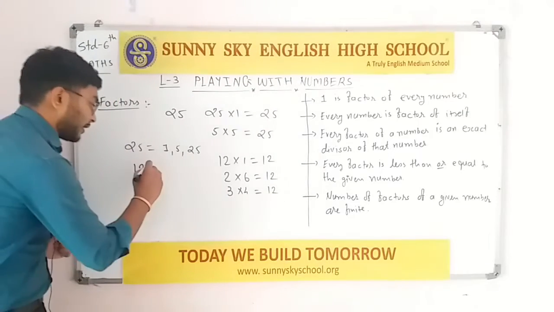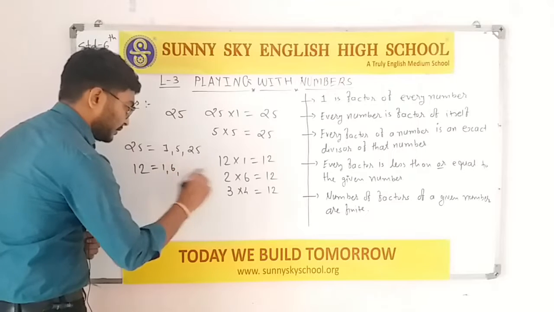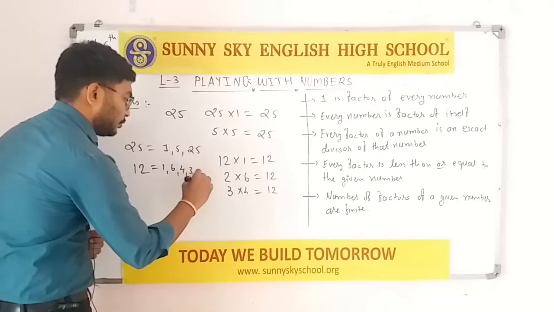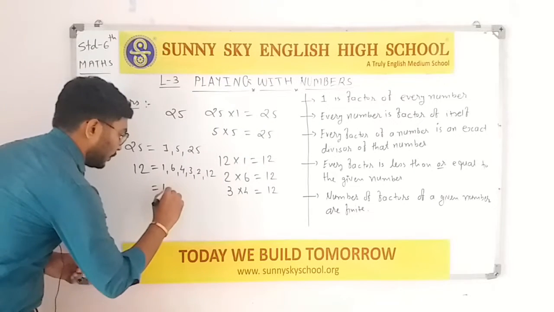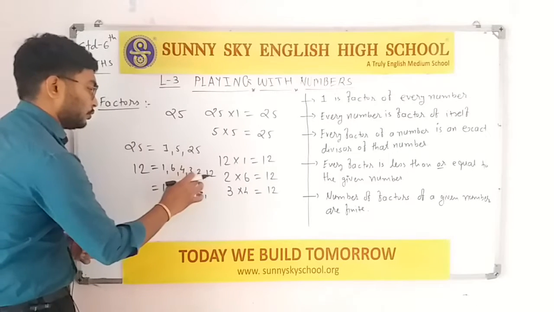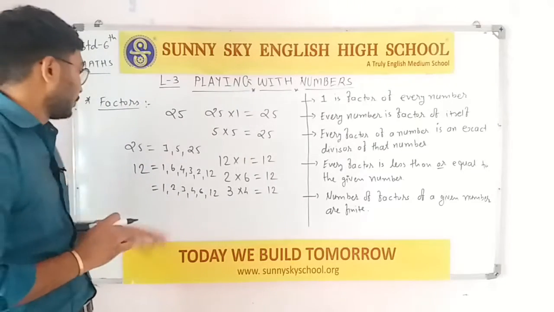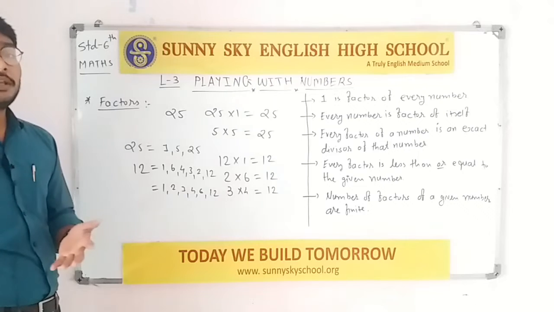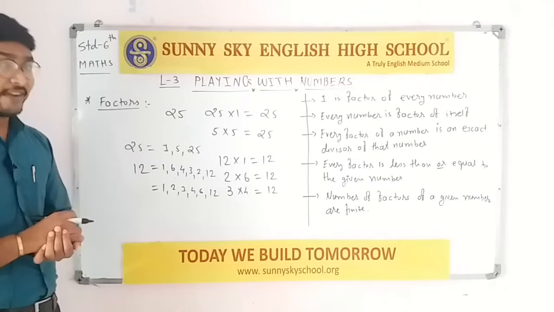Then which are the factors of 12? Starting from 1, 6, 4, 3, 2 and 12. You can also write it this way: 1, 2, 3, 4, 6 and 12. These are the factors of 12. How did we find them? By using multiplication or division. You can find factors both ways.